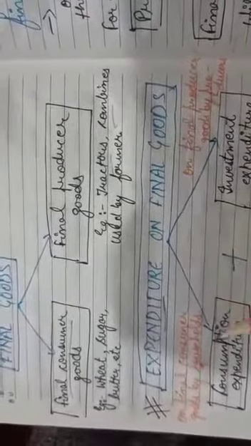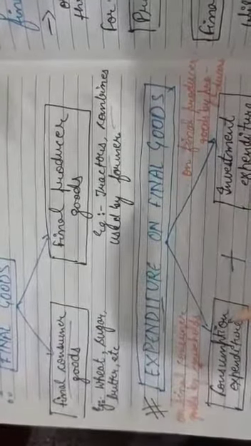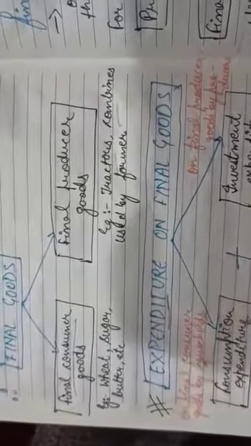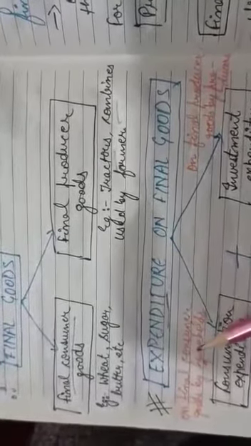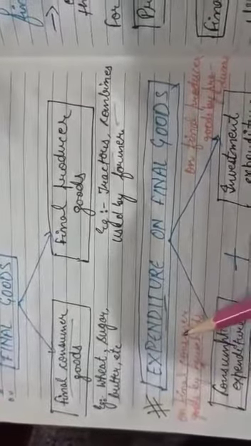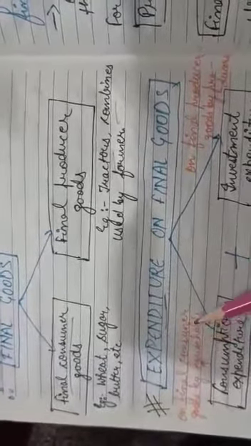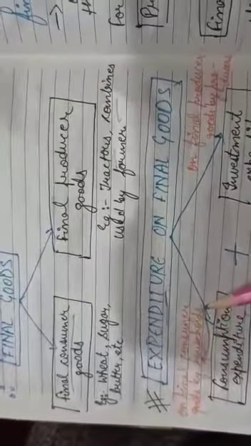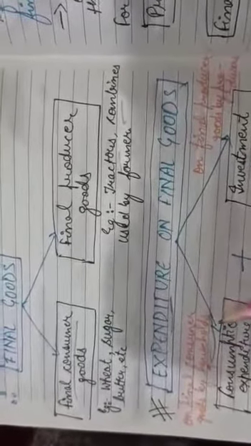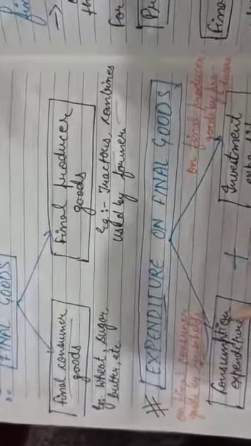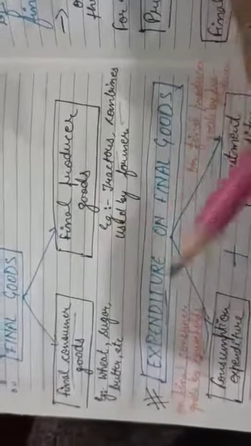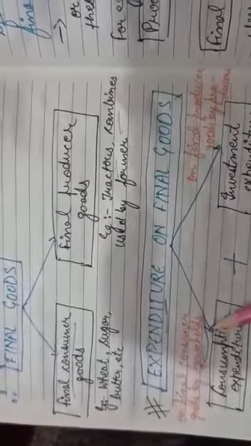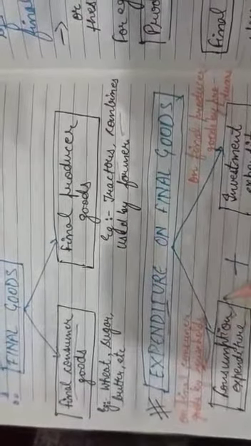From the name itself it is clear that consumption expenditure means the expenditure which is made by the final consumer on the purchase of final consumer goods. Basically, it is done by the households. For example, we are purchasing any commodity. Clear? So the money which we spend on the purchase of this commodity will come under consumption expenditure.